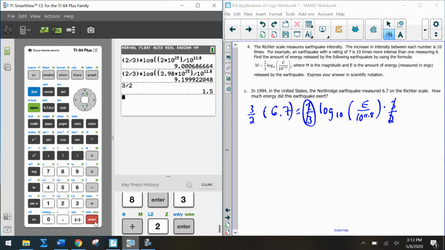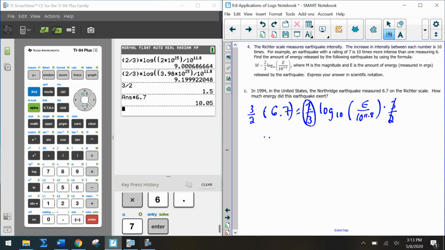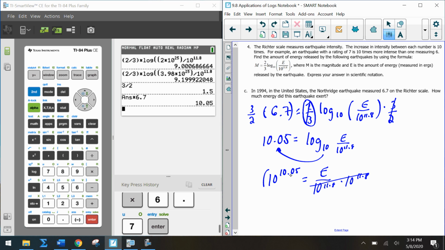Okay, 3 divided by 2 times 6.7 and get a number that way. So I got 10.05. And then we have log base 10 of e over the 10 to the 11.8. So now I can write this in exponential form. So 10 to the 10.05 equals e over 10 to the 11.8, and then you can simplify and solve to find out what e is.